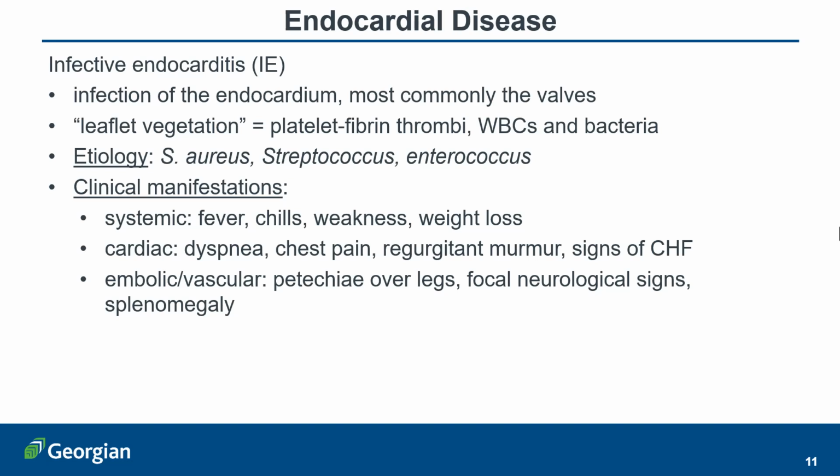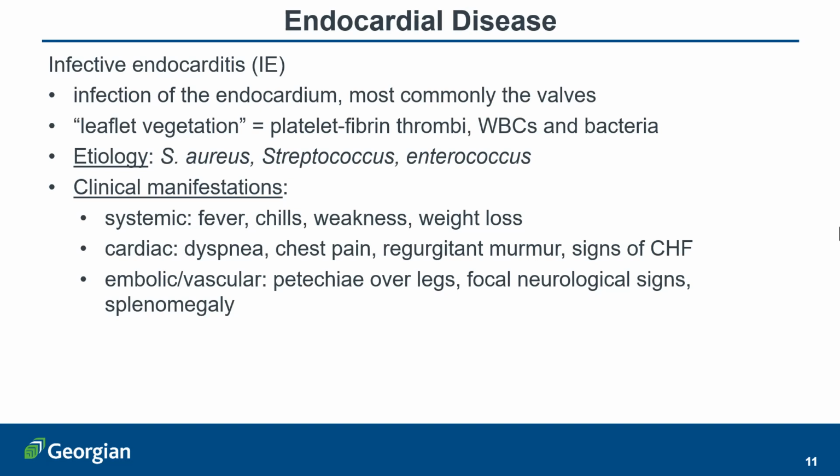and consequently what you see are referred to as leaflet vegetation. It's actually not vegetation in the sense that you have plants growing on your valves. What you have are thrombi and white blood cells and bacteria all clumped up together and deposited on the leaves of the valves themselves, and we call that vegetation. The etiology of infective endocarditis is bacterial in nature, so typical bacteria include S. aureus, other Streptococcus, and Enterococcus bacteria.